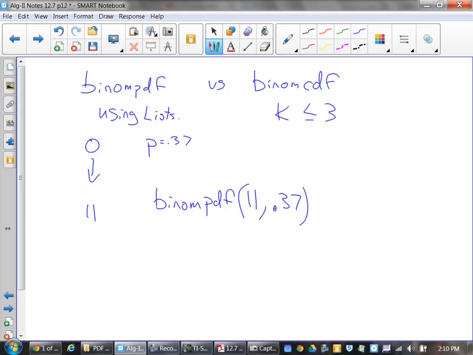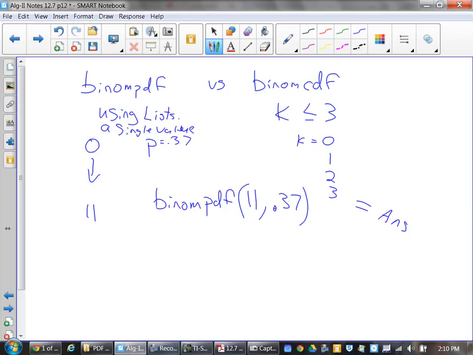Because this is going to add up when K is 0, 1, 2, and 3 and give you some answer. So you use the CDF when it's the greater than or equal to, less than or equal to symbols. The PDF is when you're using lists or a single value. Thank you. Okay, that's how that works.